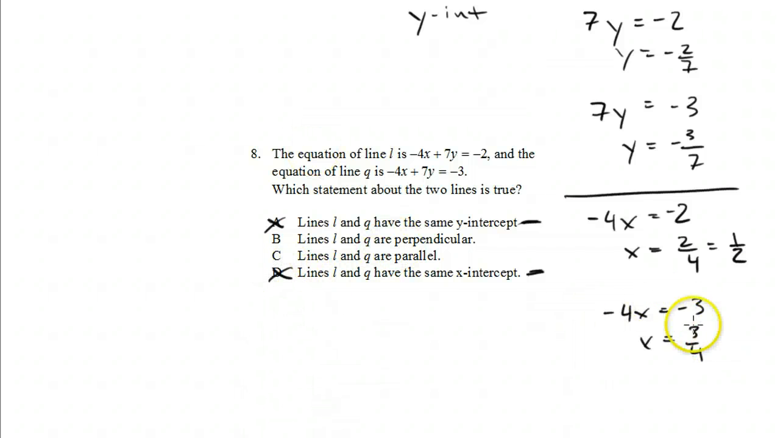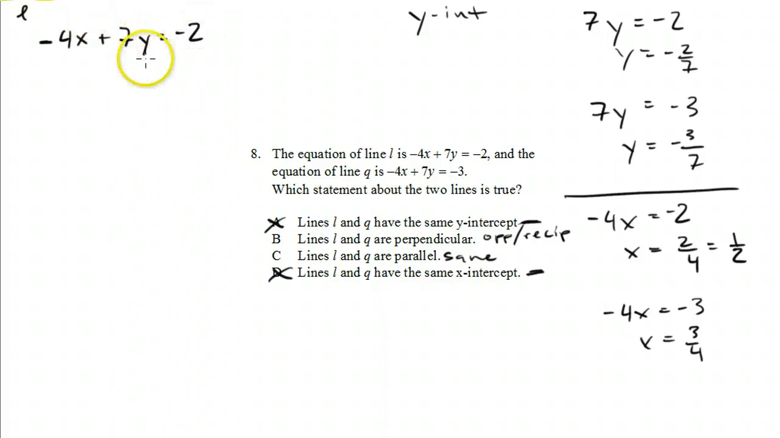After we check if they have the same intercepts, then we have to check the slopes. If they're the same slope, then they're parallel. If they're opposite reciprocal slope, then they're perpendicular. So let's just put in slope-intercept form. I'm not even going to do it fully. I'm just going to get far enough so I can see what the slope is.